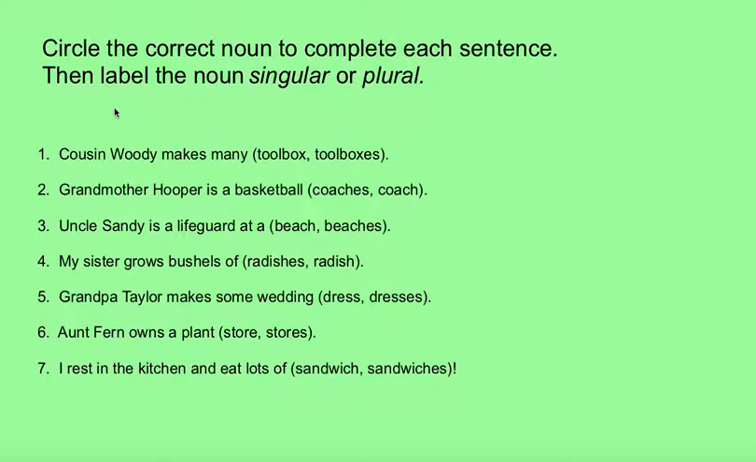The next one that you'll do together is circle the correct noun to complete each sentence. And you can just take turns doing this on the smartboard. So you'll read the sentence, Cousin Woody makes many toolbox or toolboxes. Well, we look back here and many tells us that's more than one. So we would circle that. And then you'll write a P for plural on that one. And then you'll just go back and forth, trading turns, going through that. Not everybody's going to get two turns, but you can get pretty close to it.